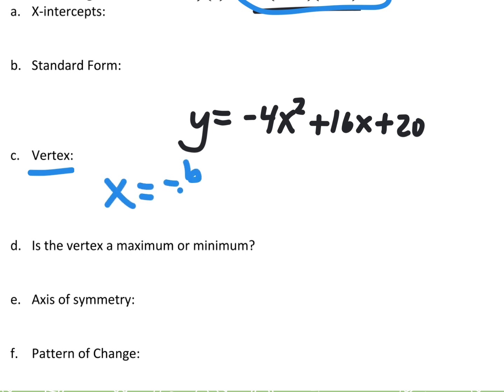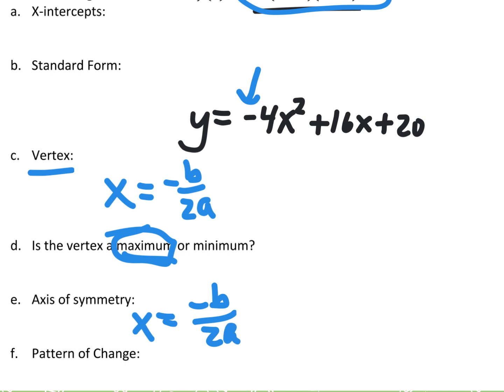Negative b over 2a again. And then you know the x of the vertex. Is it a Max? Yes, I see my friend Max. He's right there. Axis of symmetry, that's this.